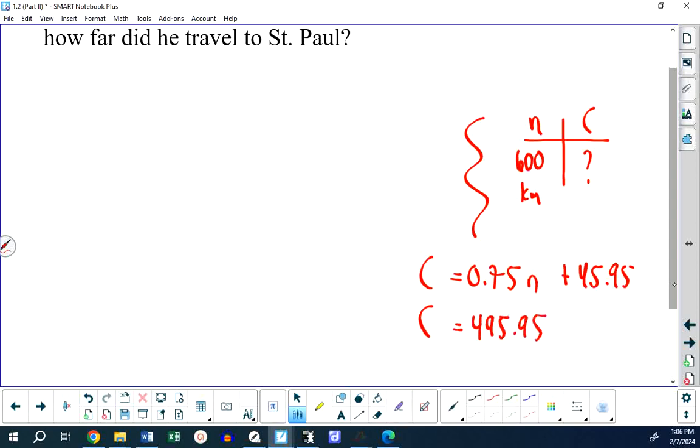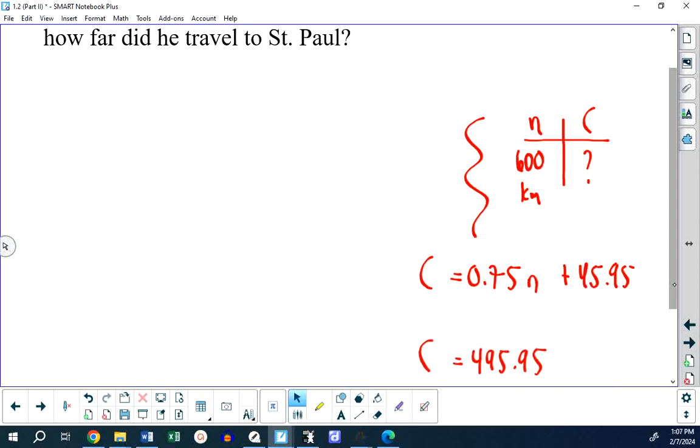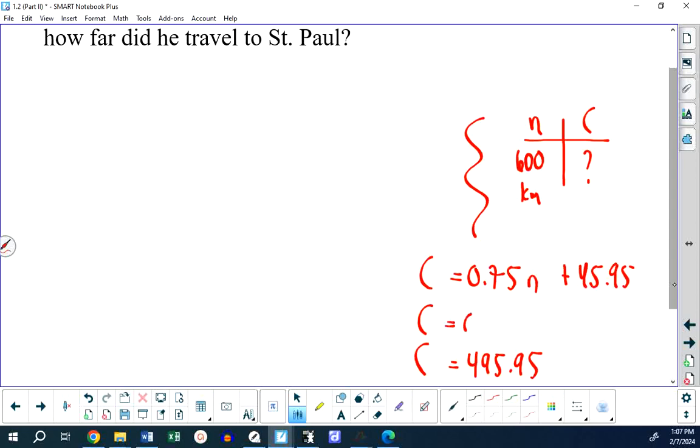And I'm doing this in my head, so there's no guarantee it's right. I'm pretty sure it's 495.95. Am I right? So I'll give you a second to catch up, those of you that are still working on it. I should show you what's going on here. You're going to take 0.75 times the number of kilometers, which is 600, plus the 45.95. And I'm getting 495.95. Yes? Okay, good. I don't have an example like this in your notes, but that's a good question. You need to know how to do it.